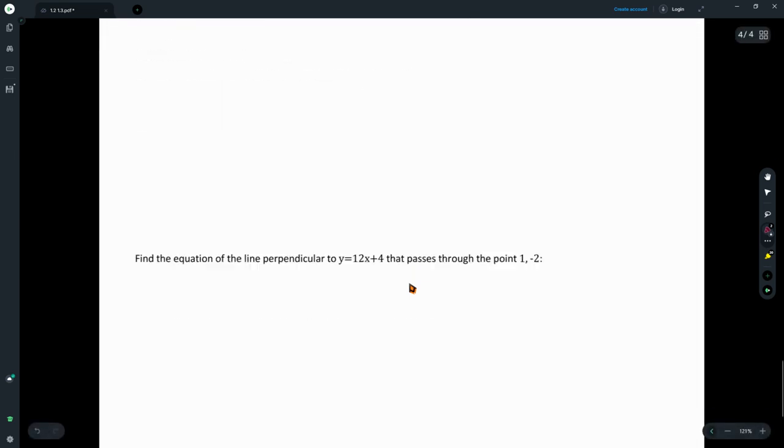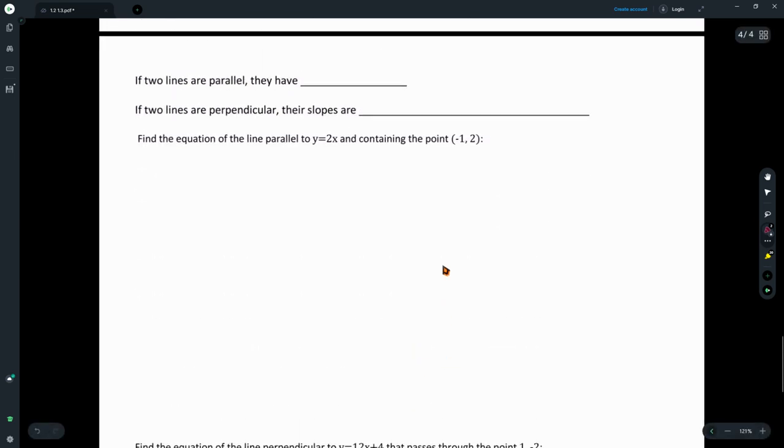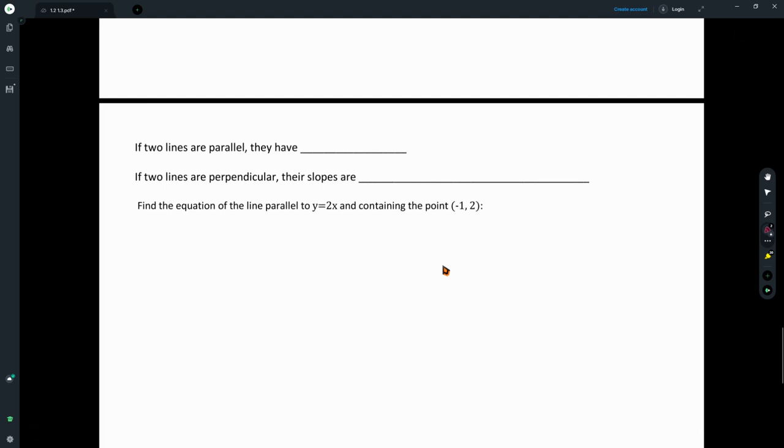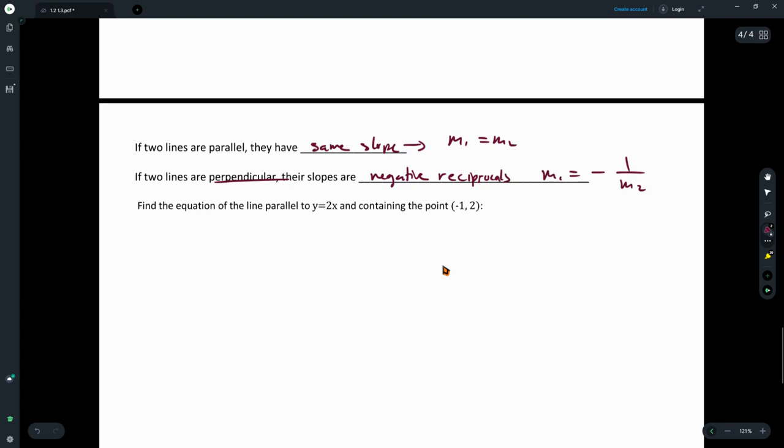Okay, now if two lines are parallel, what do you know about the slope? Well, they have the same slope. That is, m1 is equal to m2. If two lines are perpendicular, then their slopes are negative reciprocals of each other. So m1 is equal to negative 1 over m2.